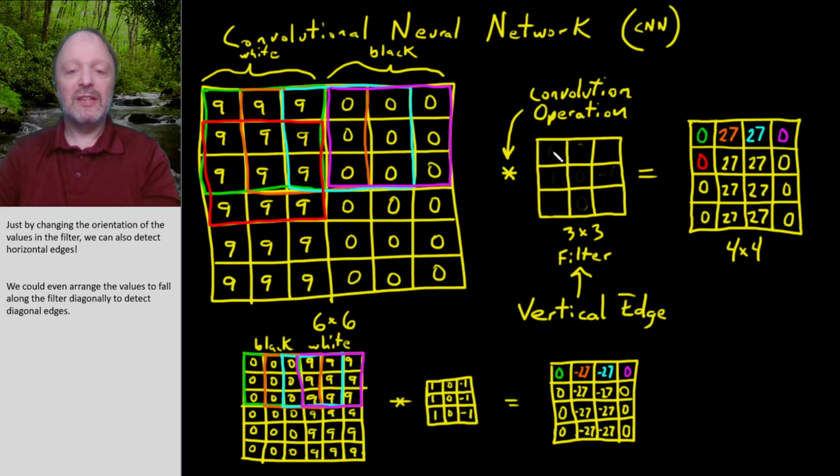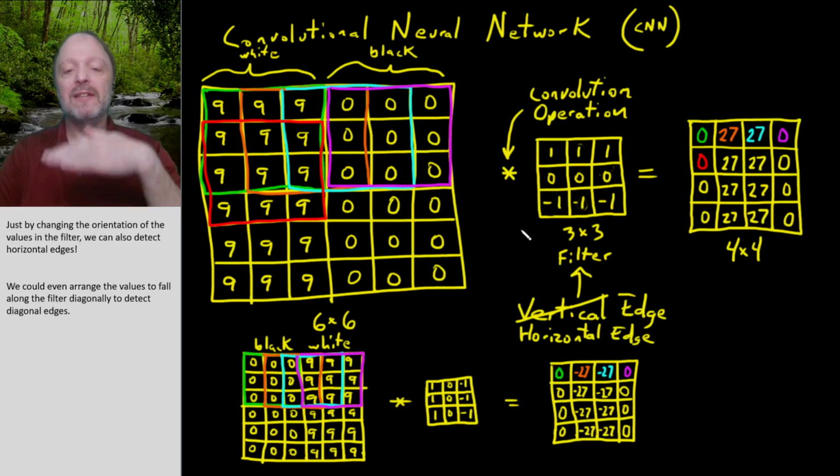Alrighty, so what if I change it to, instead of 1 1 1 going down, what if I put 1 1 1 horizontally, 0, 0, 0, -1, -1, -1. At that point, I no longer have a vertical edge filter. I have a horizontal edge filter. So based on how I set my values within my filter, it tells me different bits of information about my image.